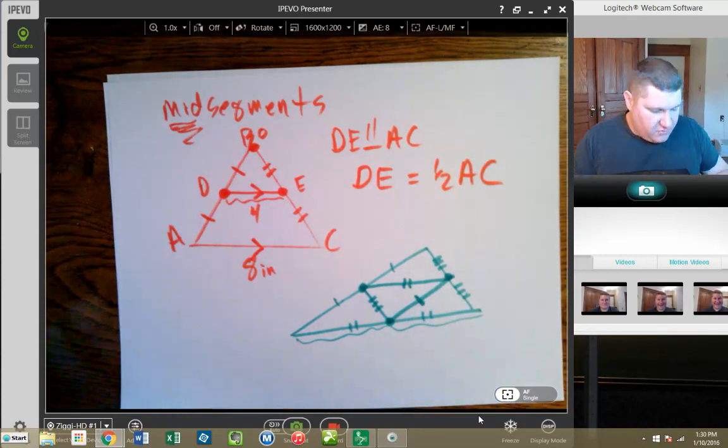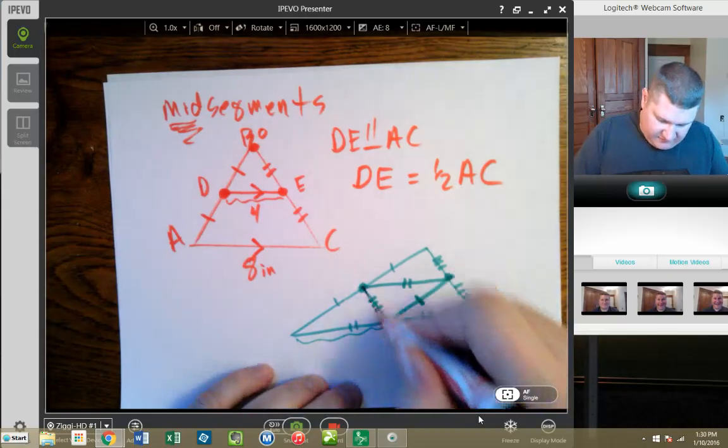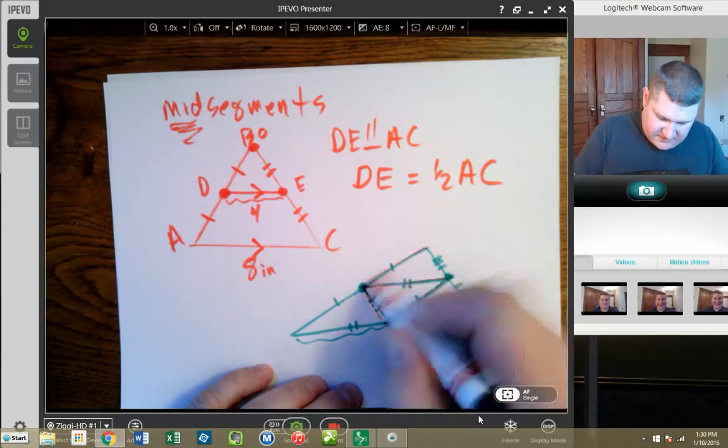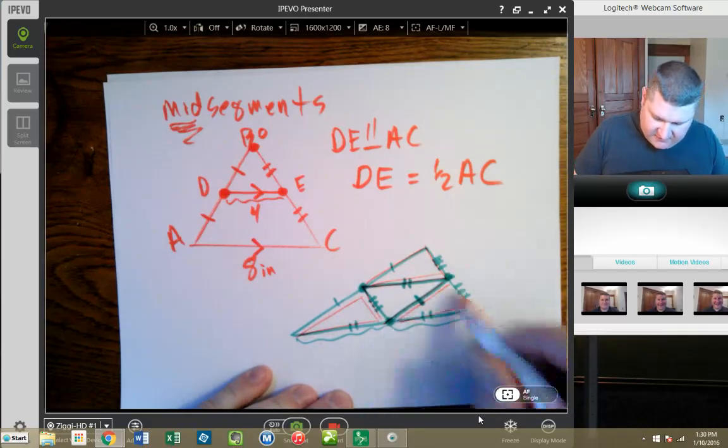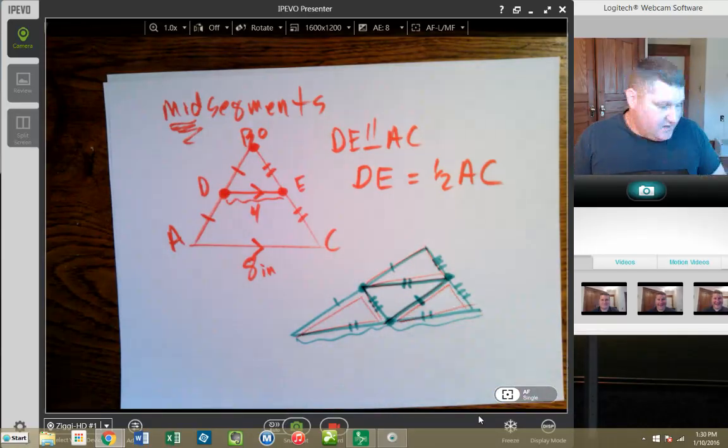What is true about this triangle, this triangle, this triangle, and this triangle? That's what you need to be able to tell me. Take a look at some of the quiz questions or Zaption and make sure it's all done.